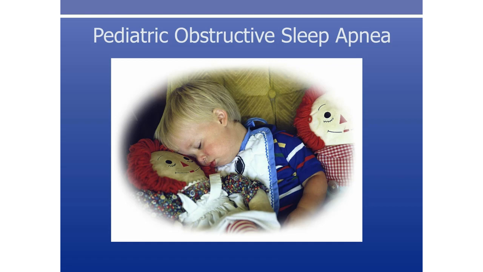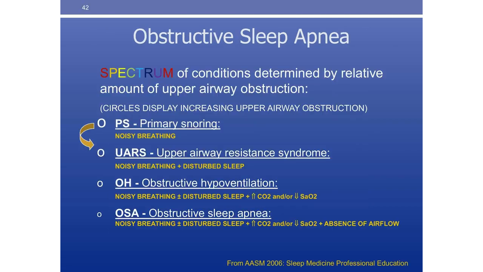The next common topic I want to talk about is pediatric obstructive sleep apnea. Here, I'll spend several slides just to mention that obstructive sleep apnea is at the top end of a spectrum of conditions with relative decrease in upper airway patency. Primary snoring, which some call habitual snoring, is at the first end of the spectrum, and that progresses through upper airway resistance and obstructive hypoventilation to obstructive sleep apnea, each one manifesting with more and more disturbed sleep and changes in ventilation and also daytime consequences.